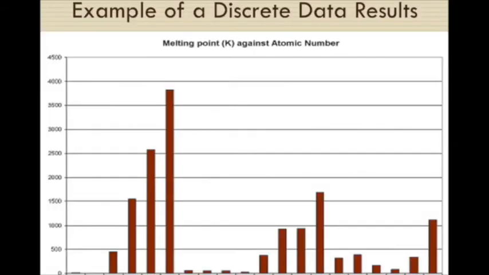And this is an example of how we can present discrete data using a column graph or bar graph, and this is related to melting point in Kelvin against atomic numbers. So these are the atomic numbers on the x-axis, and here is the melting point. Notice that there's a gap in between bars, because this is a set of discrete data.